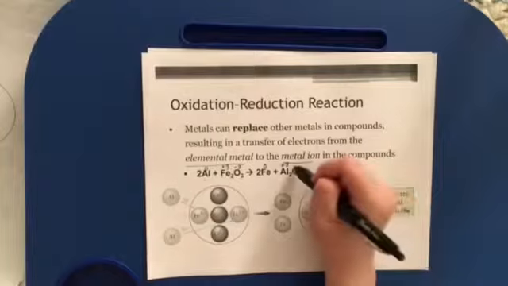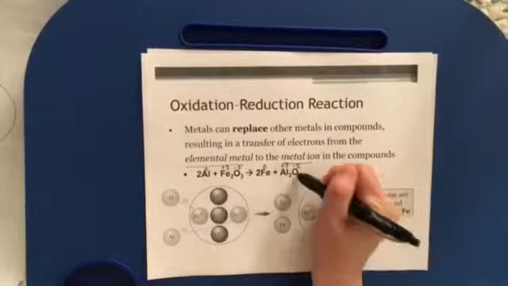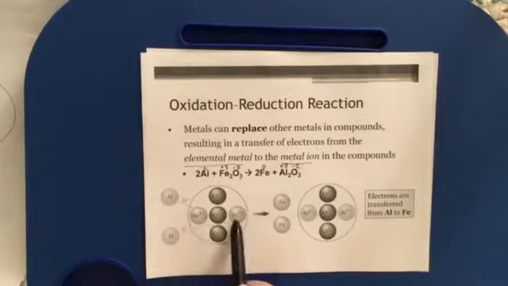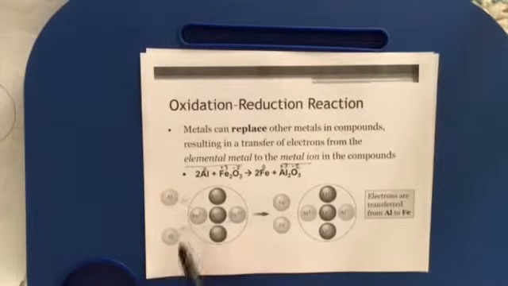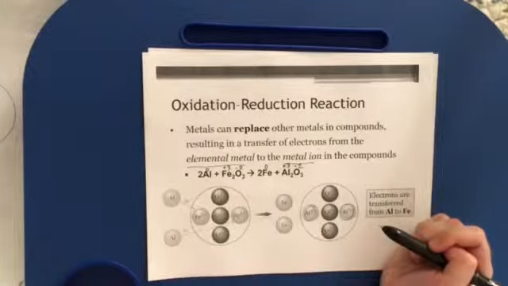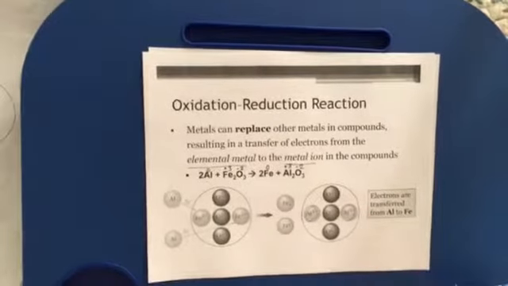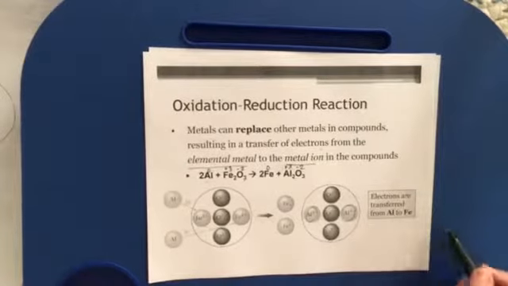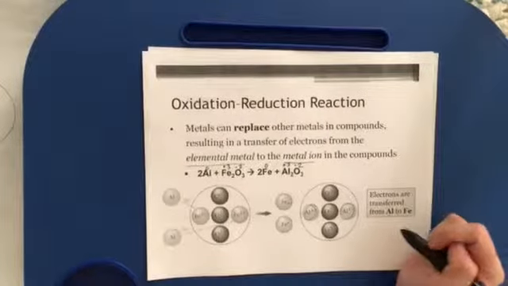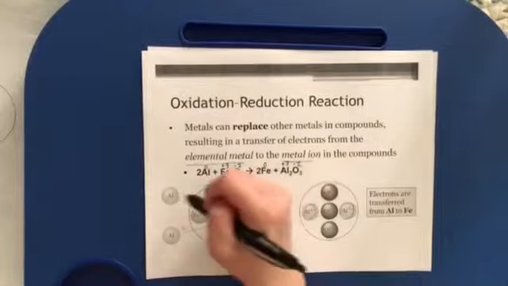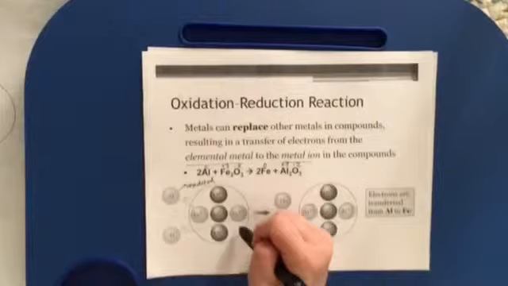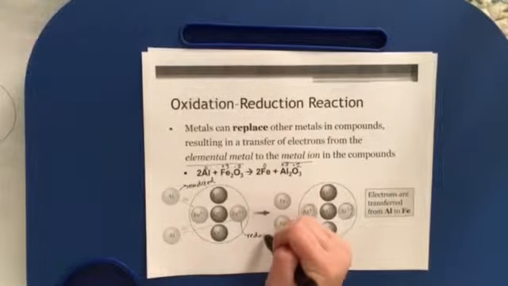Aluminum now has a +3, oxygen's still -2, so nothing's really happening with oxygen. But aluminum is giving its electrons to iron. So iron is taking these electrons from aluminum. Now aluminum is in the compound with a positive charge. Iron is now neutral. So electrons are transferred from aluminum to iron. And so that means that aluminum here is being oxidized. Iron is being reduced.